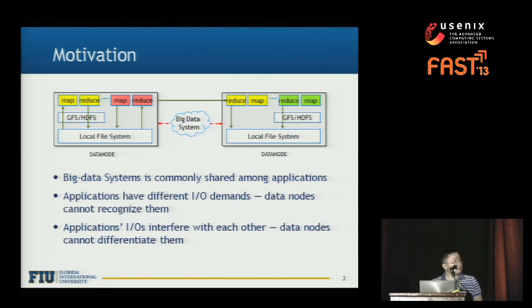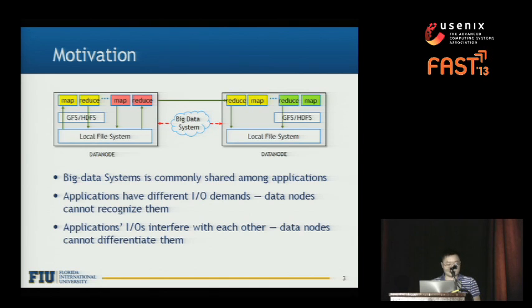And when we zoom in on the distributed data nodes, we see a lot of I/O activities going on for multiple different applications, because in reality, the big data system is commonly shared between multiple applications. Not only are there a lot of different applications, but each application has a number of different I/O phases going on, and the I/O demands in these phases are very different. These different phases' I/O may finally hit the local file system, but they may go through different channels to achieve that.